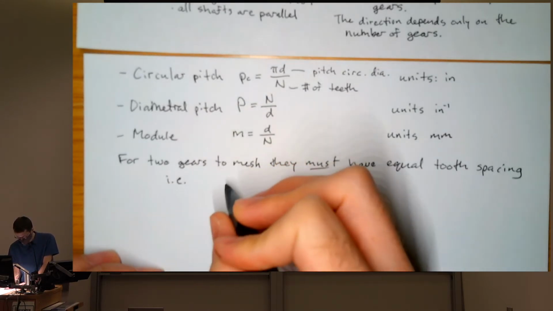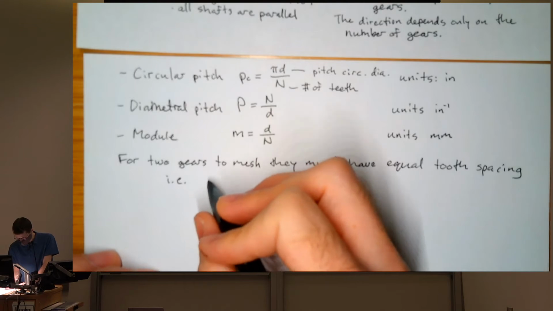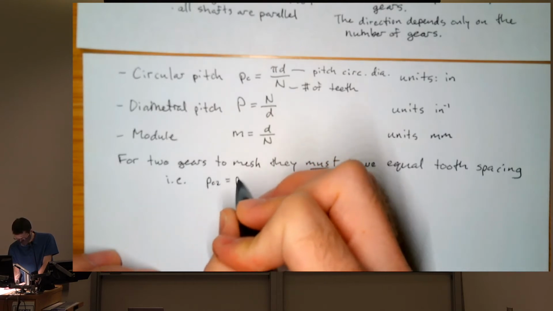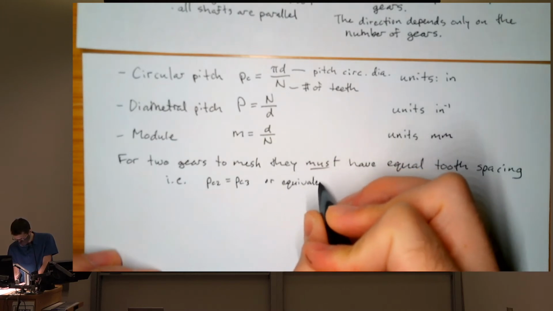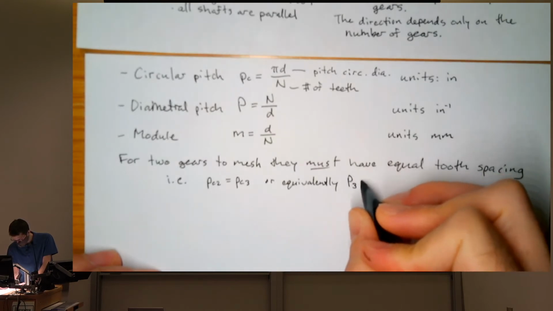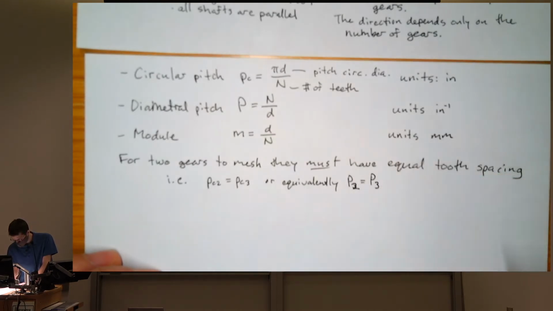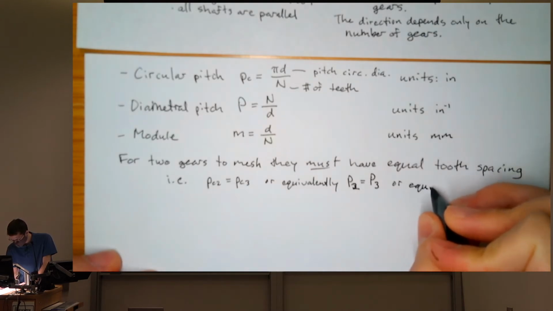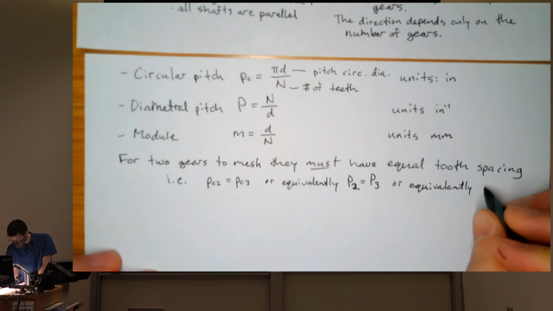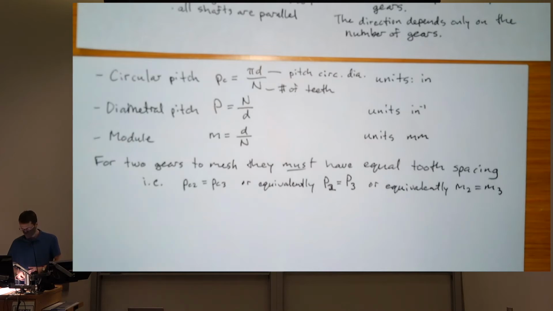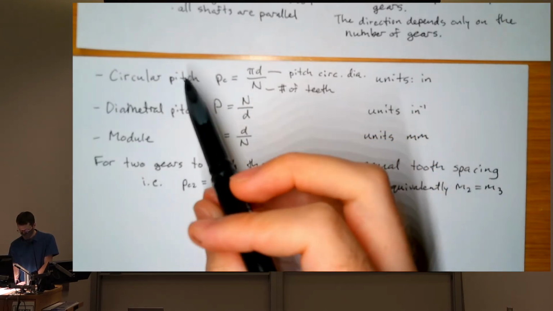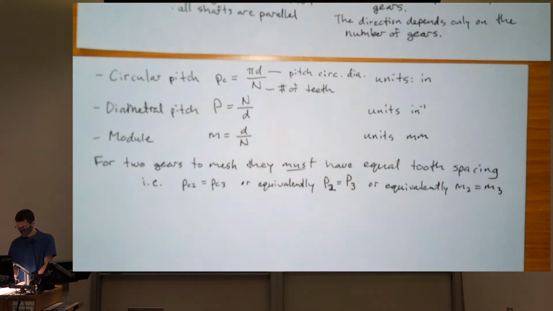In other words, say PC2 is equal to PC3, or equivalently, P2 equals P3, that's a capital P, or equivalently, M2 is equal to M3. Okay? And we can use these measures here, the circular pitch, the diametral pitch, and the module, to come up with an alternative expression for the gear ratio.